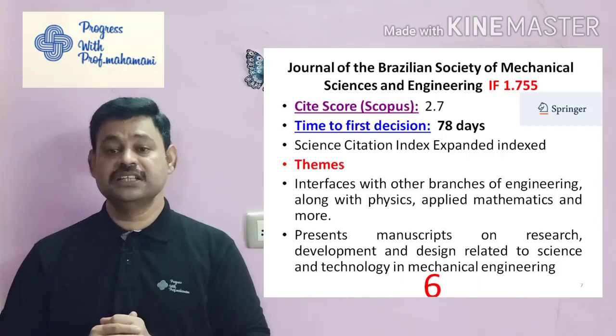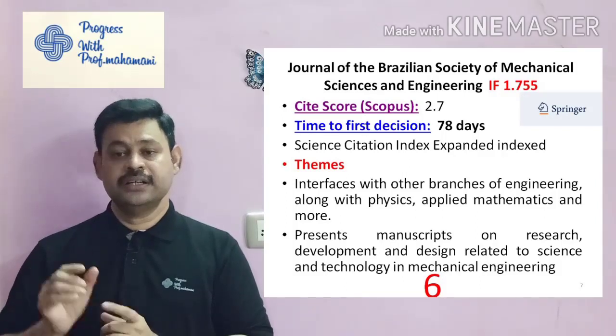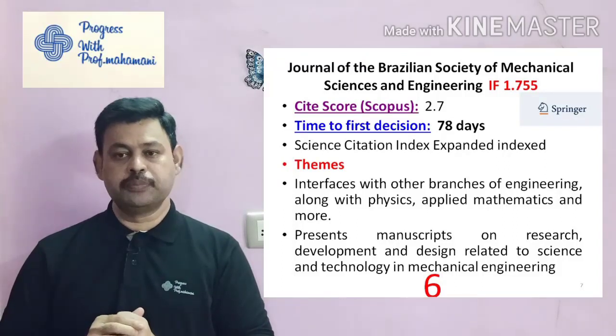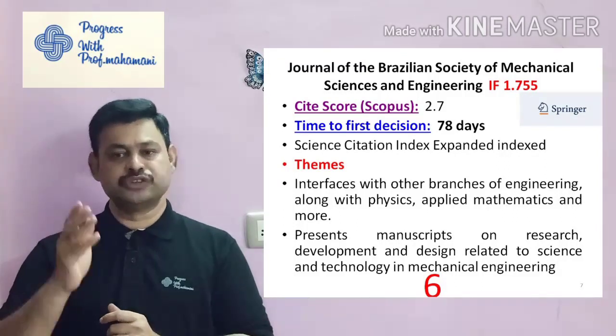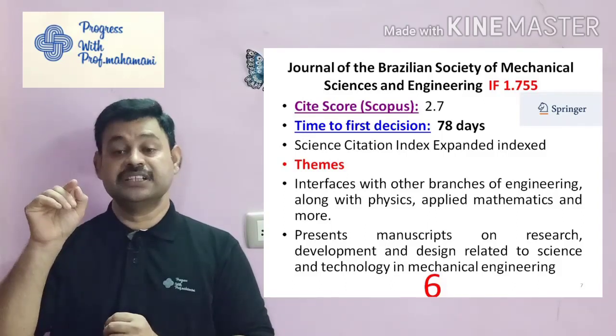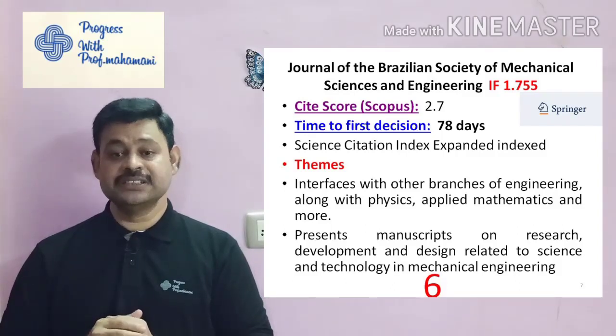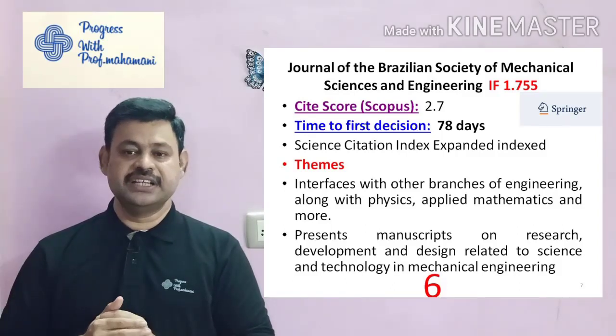If you go to the sixth ranked journal, it is the Journal of the Brazilian Society of Mechanical Sciences and Engineering. The impact factor for this journal is 1.7. This is a Scopus indexed journal with a CiteScore of 2.7. The publisher is Springer. Time to first decision is 78 days. This is also a SCIE journal.